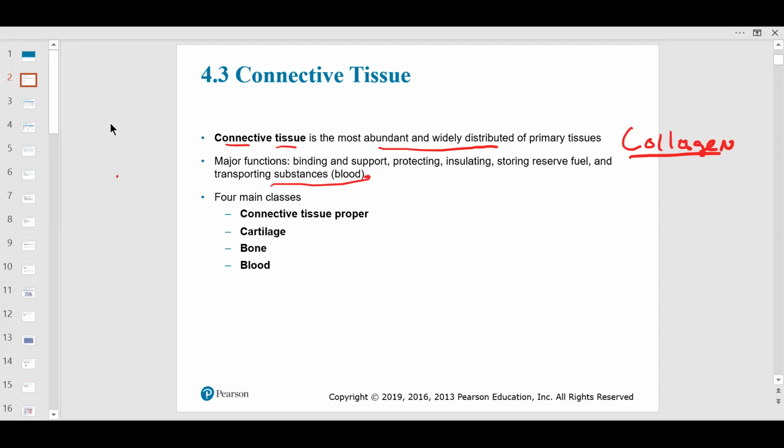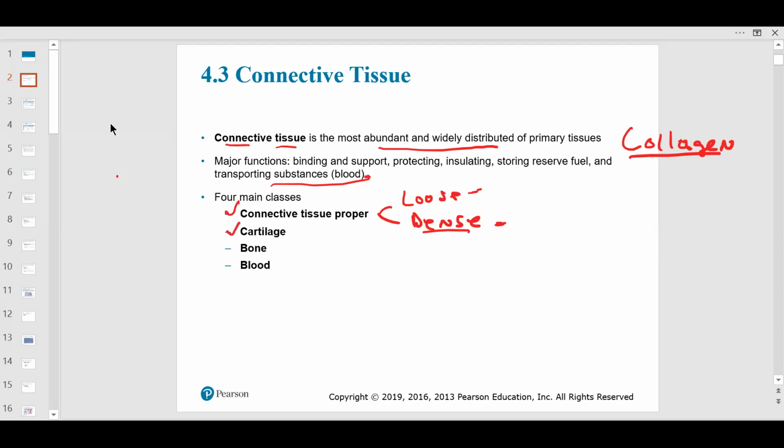So you have the connective tissue proper, which is loose and dense. So remember, loose is areolar, reticular, adipose. Dense is dense irregular or dense regular. And then you have elastic connective tissue, not elastic cartilage. Elastic connective tissue is categorized under dense.